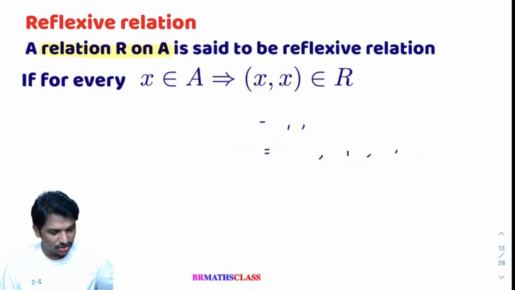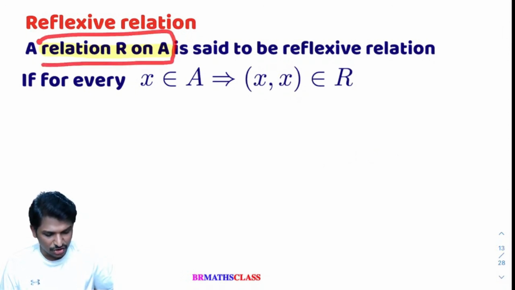So what is a relation on A? If R is a relation from A to A, then R is called a relation on A. If R is a subset of A cross A, then R is called a relation on A. This we discussed in the last class also. What does relation on A mean?